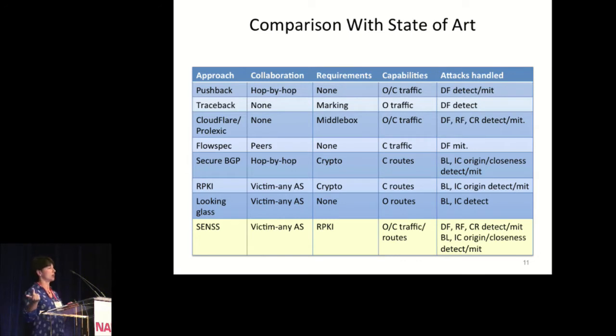We handled all the attacks that I've listed on the motivation slides, so direct floods, reflector attacks, and crossfire, and then blackholing and interception, prefix hijacking with origin and closeness variants. Other solutions in this space only handle a few of these attacks. And I would like to focus on two solutions that are relevant to us, the commercial DDoS defenses, such as Cloudflare and Prolexic, and secure BGP.